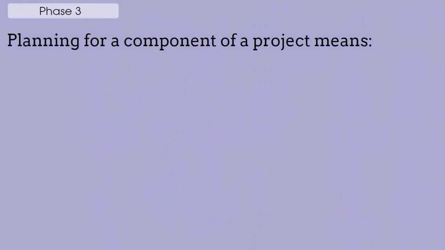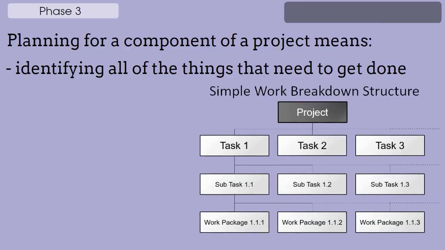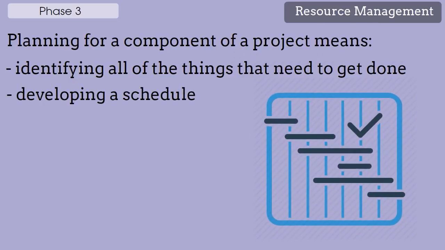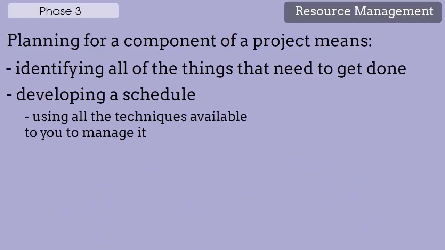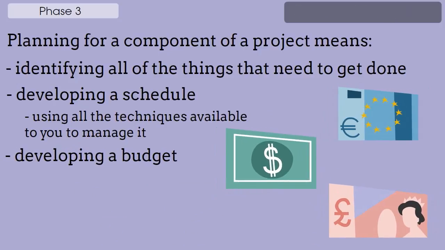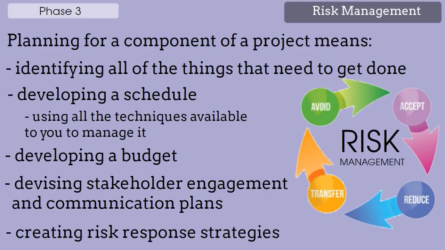Planning for a component of a project means identifying all the things that need to get done, developing a schedule, and using all the techniques available to manage that schedule, developing a budget, devising stakeholder engagement and communication plans, and creating risk response strategies.